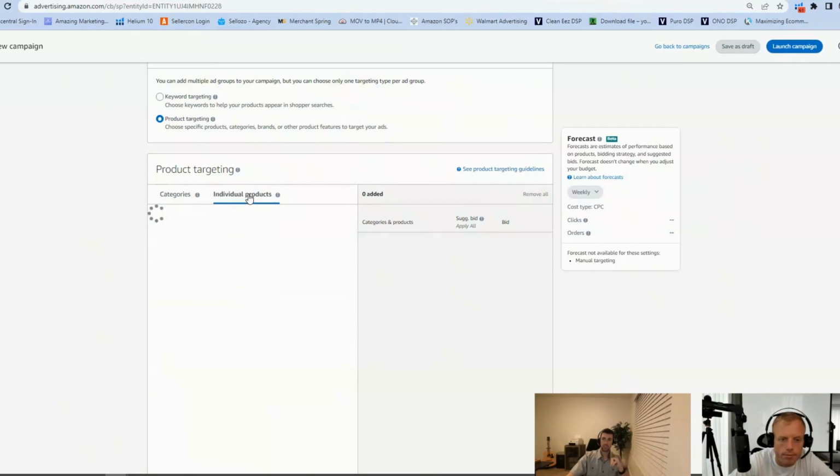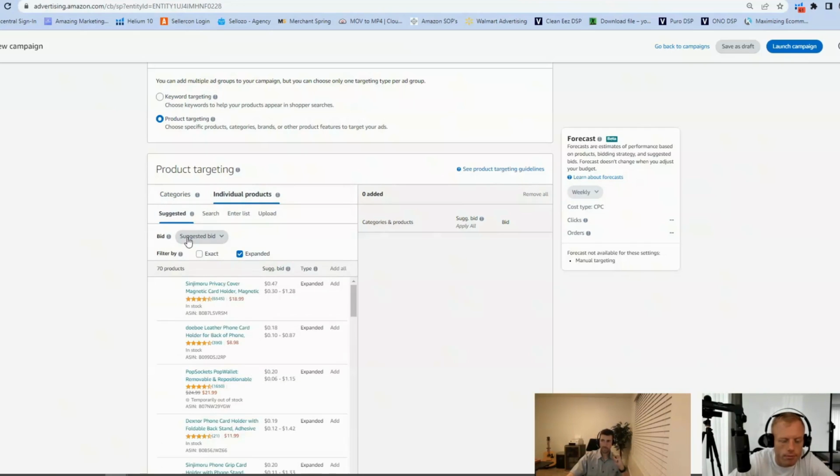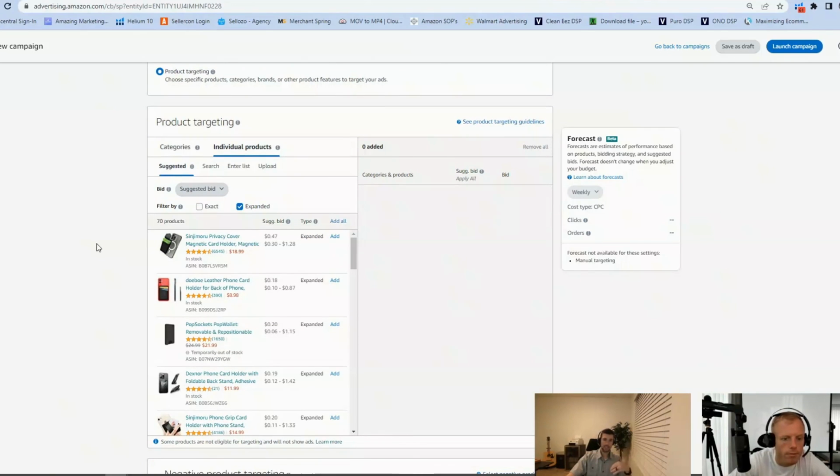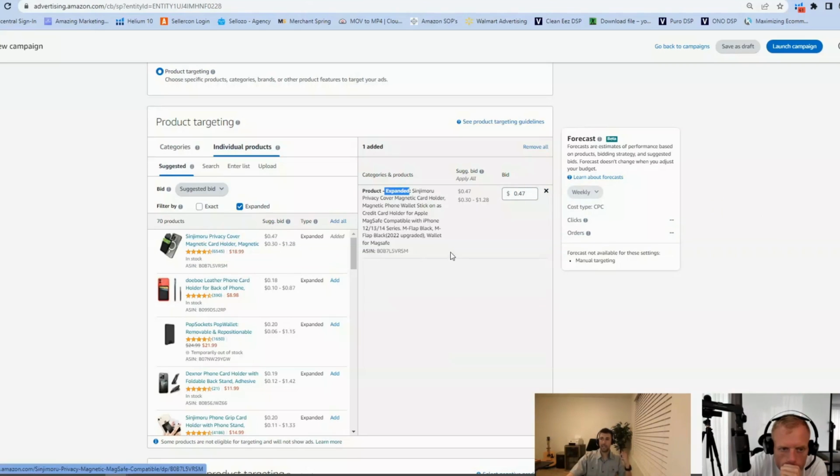So usually what I'll do is I'll just come in with individual products, and I will have preset ASINs downloaded already that I want to target. And you have to be very careful. They now have this exact or expanded. An expanded is basically a broad version of product targeting. So if I add in this product right here for 47 cents, it's expanded. It's actually going to target not just this specific ASIN, but any ASIN that is also considered similar to this. So Amazon keeps track of similar to advertised products.